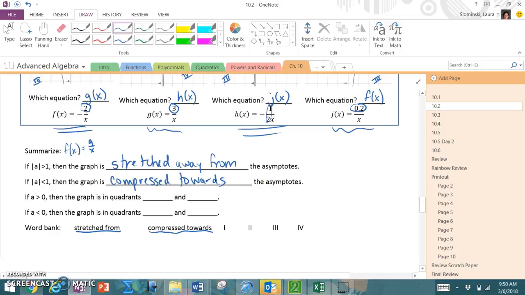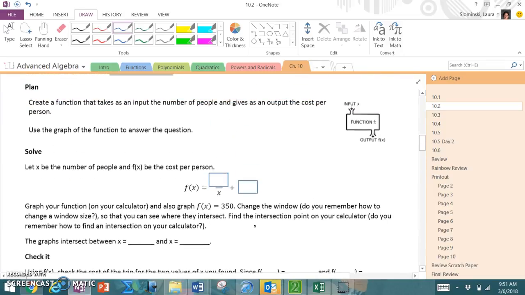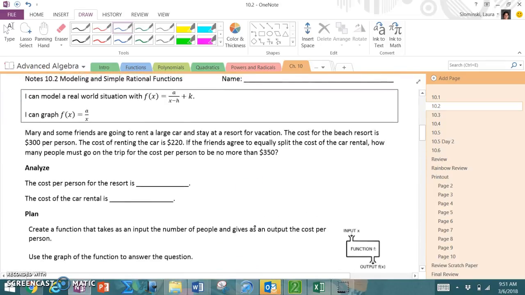And if A is greater than 0, it falls in quadrants 1 and 3. And if A is less than 0, so it's negative, it falls in quadrants 2 and 4. So that finalizes everything with the graphing that we needed to do. And now we're going to switch gears. We're going to go back to the front side of this sheet. And this side starts to talk about real-world application and modeling rational expressions.